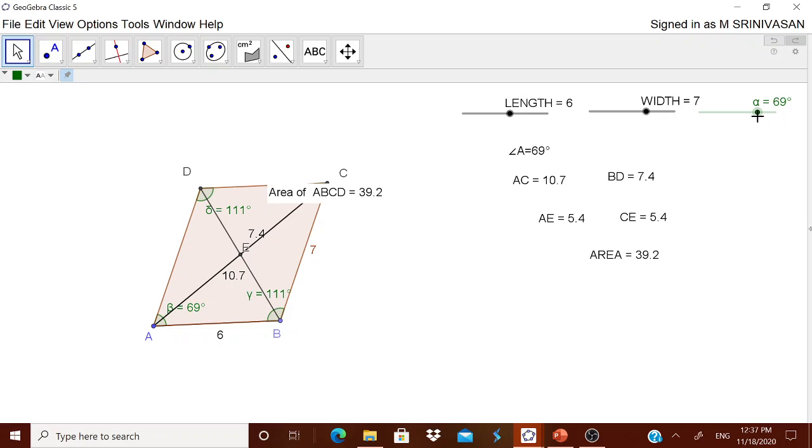Therefore, by constructing a parallelogram using sliders, where I have a slider for length, a slider for width, both integers, and a slider for one of the angles, I can construct a parallelogram by moving the length, moving the width, and fixing the angle. I can explore the properties of a parallelogram, properties of a rhombus, properties of a rectangle, and properties of a square.